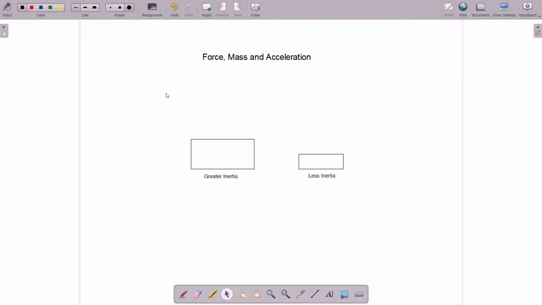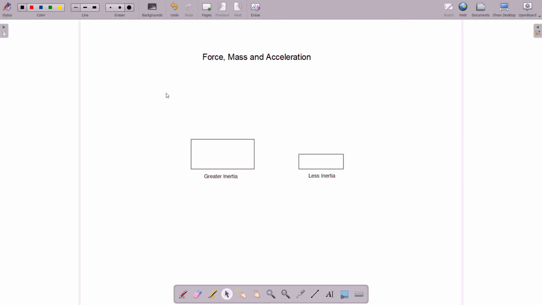Already we've considered the effects that a force can have on a body. It can change the shape of an object, it can cause it to move, it can cause a moving object to move faster. It can cause a body at rest to start to move.